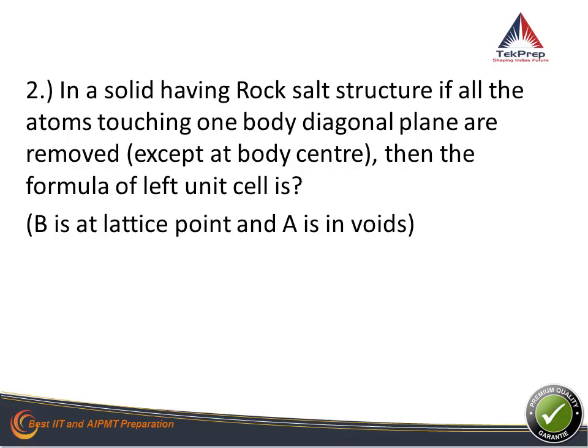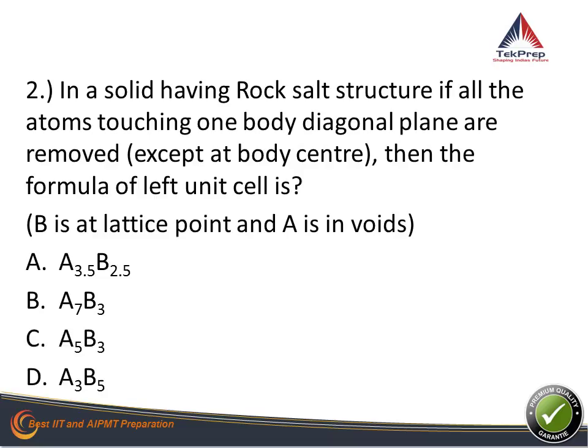Here there is also additional information given, wherein there is a component B in the structure which is situated at the lattice points and component A which is filling up the voids. So let's see what are the options given as well. Is it A, is it B, is it C, or is it D?